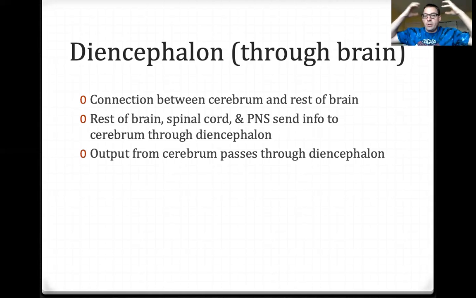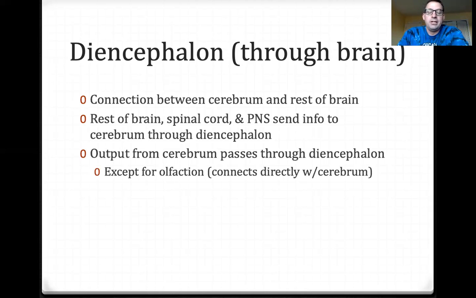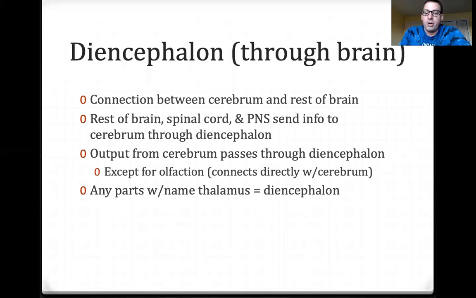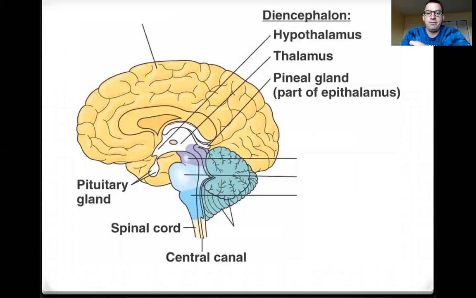And any information going out from the cerebrum to the rest of the brain or body has to pass through the diencephalon to get out. The exception to that is olfaction, which is smell, which goes directly from the nose to the cerebrum and then back. So it doesn't actually have to go through the middle of the brain, the diencephalon. Any name or any part that has the name thalamus in it is part of the diencephalon.